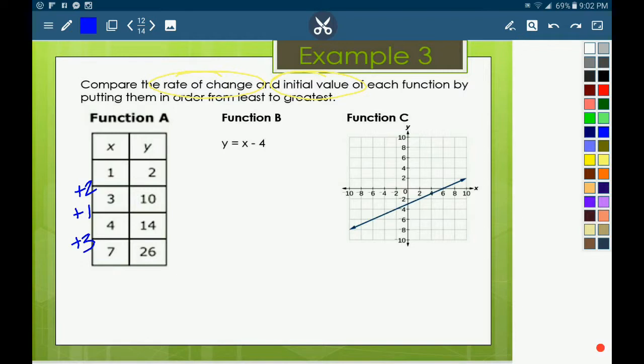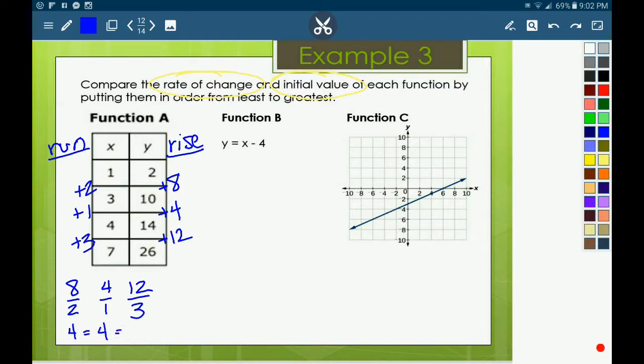We just need to make sure the ratios all simplify to the same number. In the y's, I'm seeing we add 8, we add 4, and we add 12. If I put all of my rise over runs, they should reduce down to the same thing. I've got 8 over 2, 4 over 1, and 12 over 3. And yes, 8 divided by 2 is 4, 4 over 1 is 4, and 12 over 3 is also 4. So that's going to be my rate of change, or my slope.